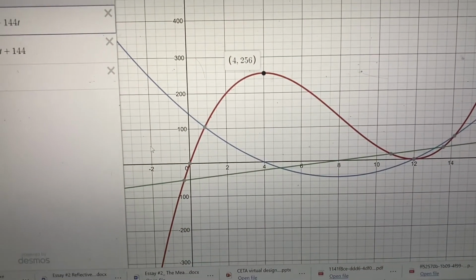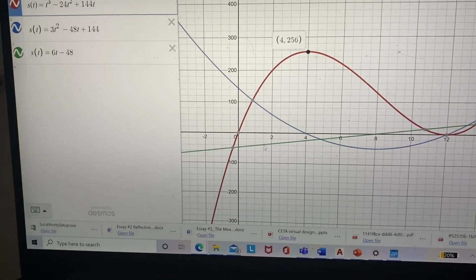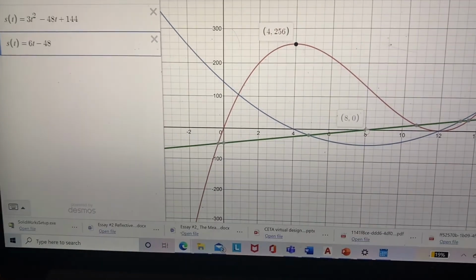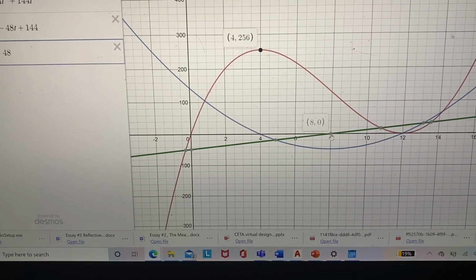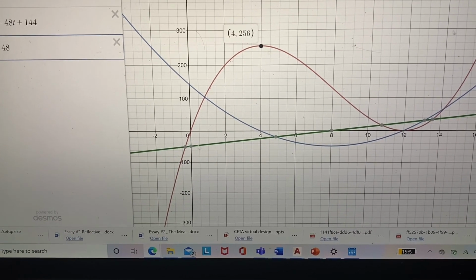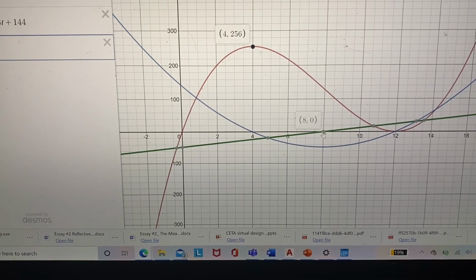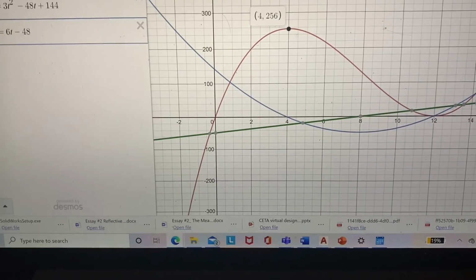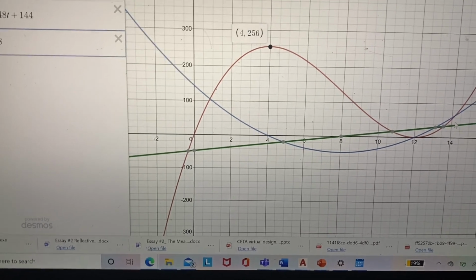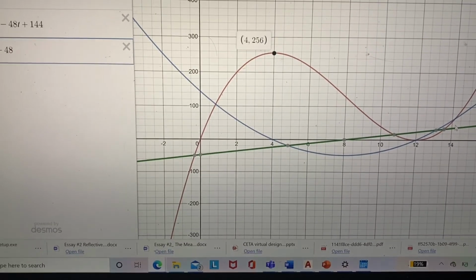Problem 2, part I, it is asking when is the bead speeding up and when is it slowing down. For this problem, I used my graph of acceleration, and I was able to see that from time 0 to time 8, it is negative, and after time 8, it is positive. So therefore, the particle speeds up after 8 seconds, and the particle is slowing down from 0 to 8 seconds.